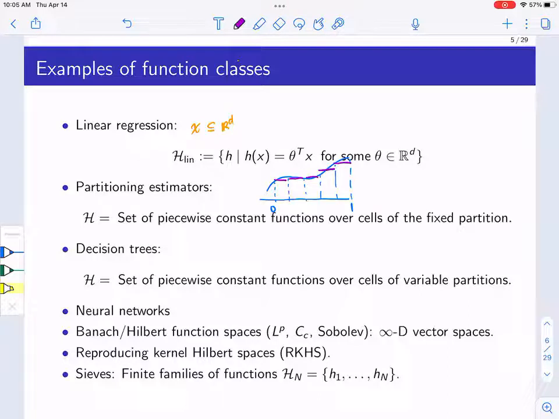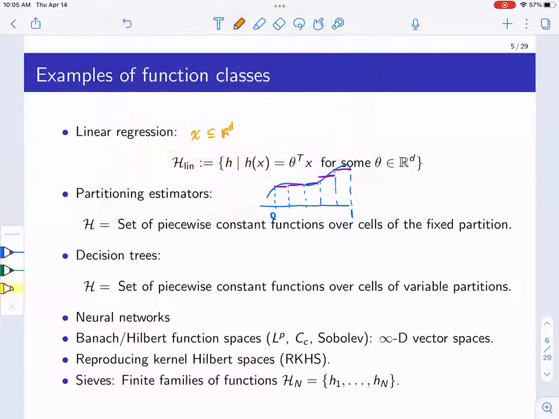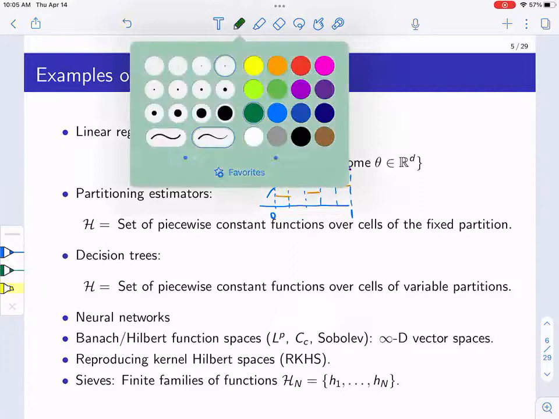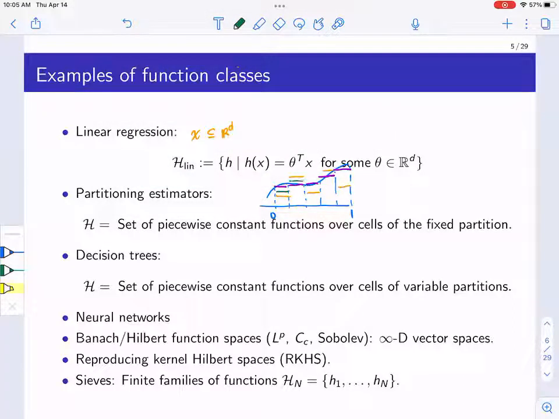You can easily show for yourself that this is equivalent to minimizing that empirical loss over the class of piecewise constant functions over the cells of this fixed partition. So all the functions that I'm going to look at are everything that's fixed on these partitions. So this is another one, this is another one. Right, so it could be like that. Every function that's piecewise constant over these cells of the partition would be included in my class of functions.